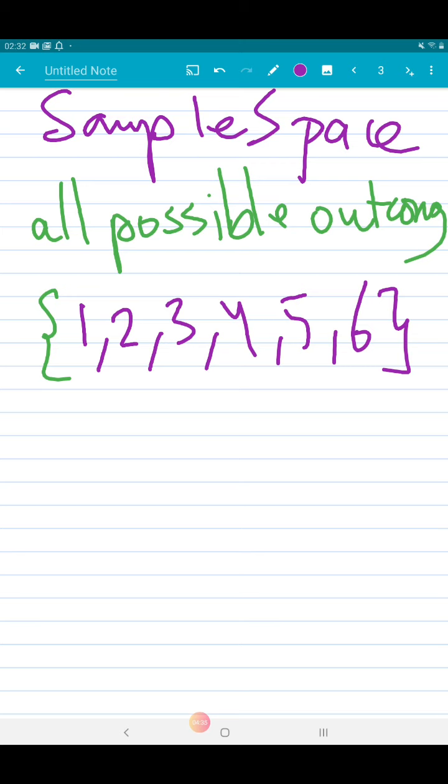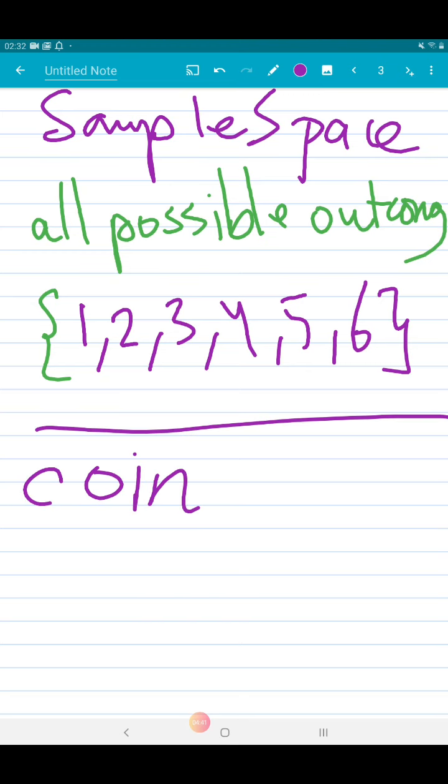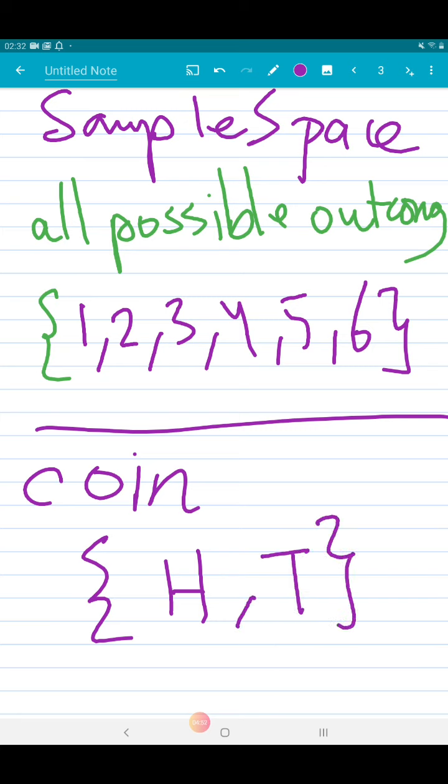What about the case when a coin is tossed? A coin is tossed. What is the sample space? Simply, the sample space is head or tail. Okay?